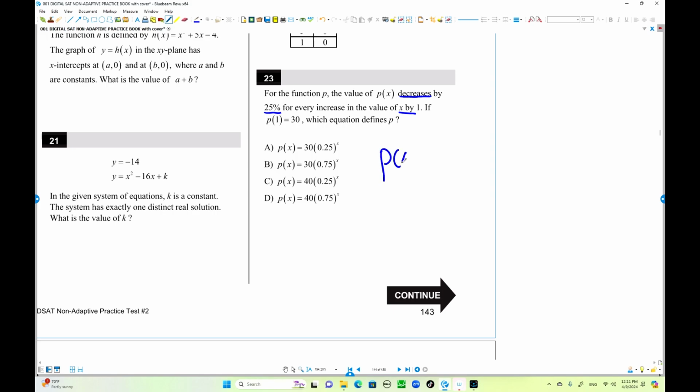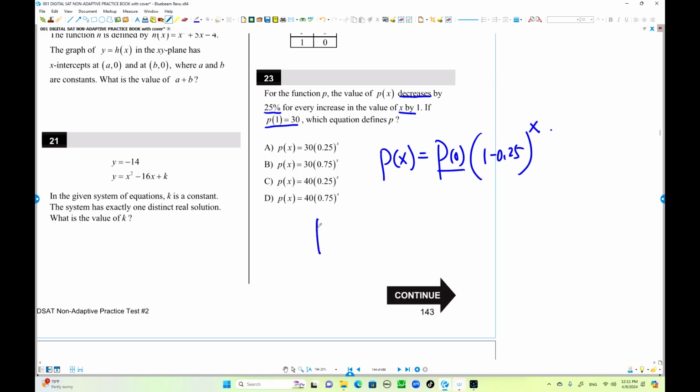So P of x must be equal to P0, I'm going to do P0, that is initial, times 1 plus 0. No. Decrease, 1 minus 0.25, to the x. That's the equation, okay? But initial is not given. When x is 1, this is given, okay? Using this one, we can find the value of P of 0 here, okay?